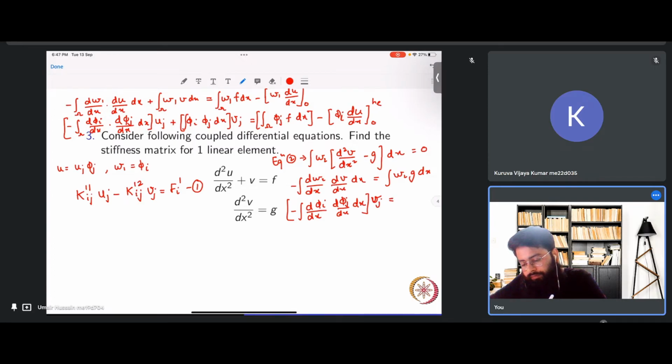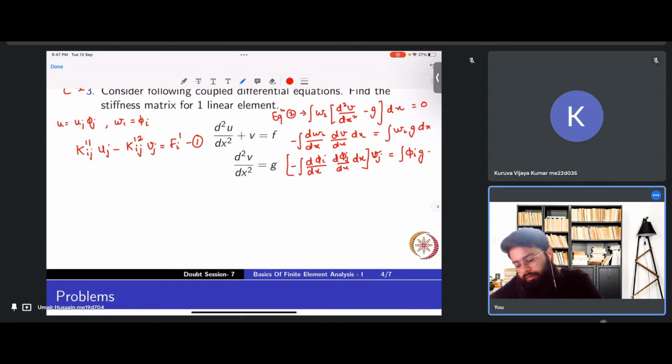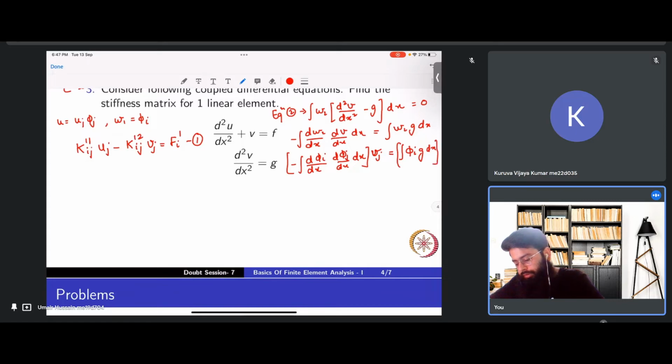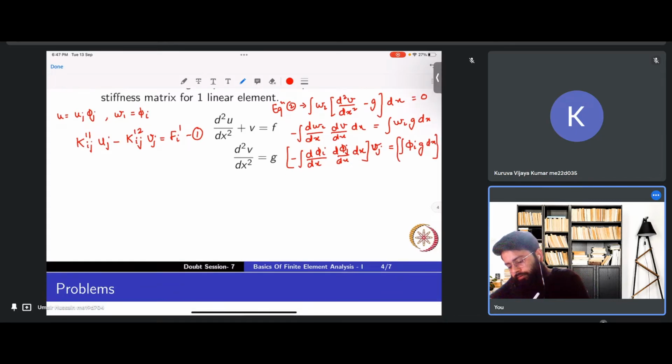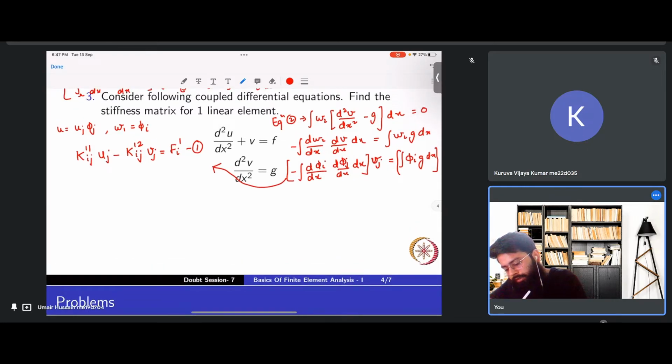And we have, so I'm just ignoring the boundary term here, didn't write it. We'll deal with that later. We get phi i times g, sorry, dx here. So this again, I'll just move it there. So what we get here, kij.